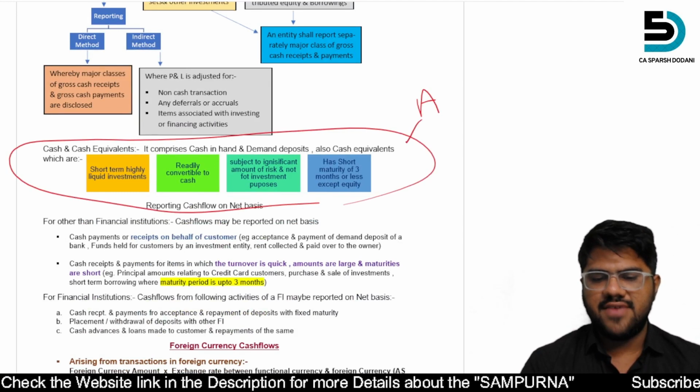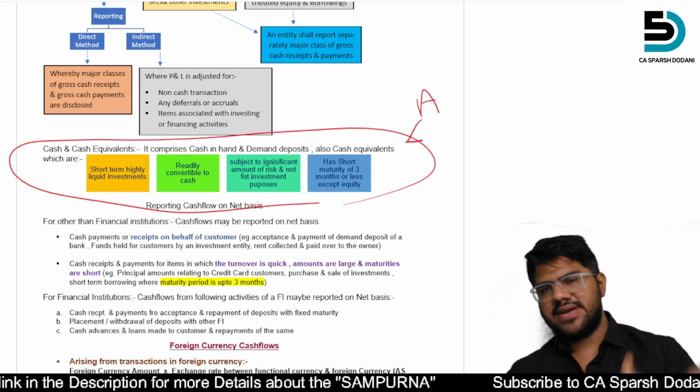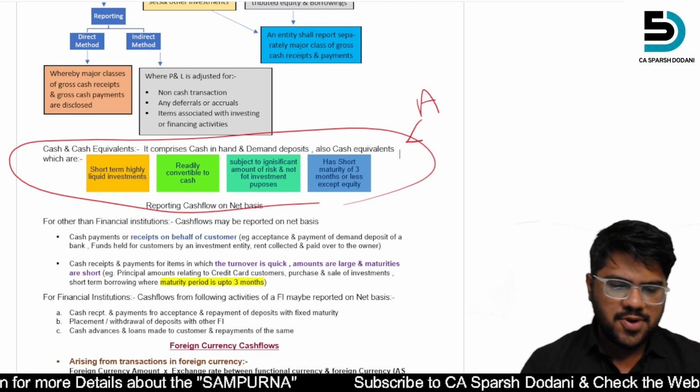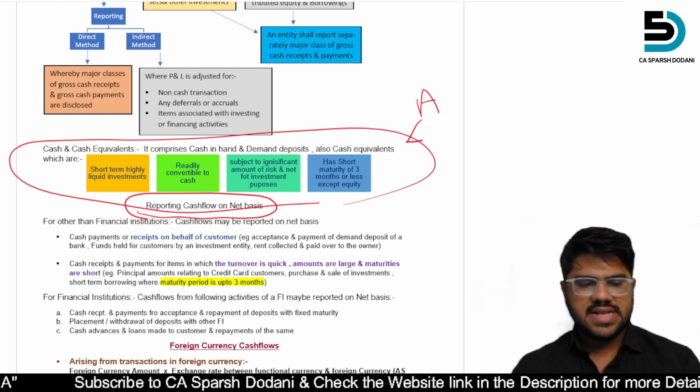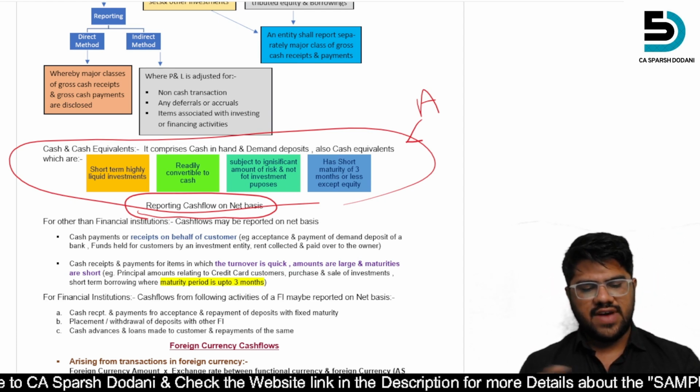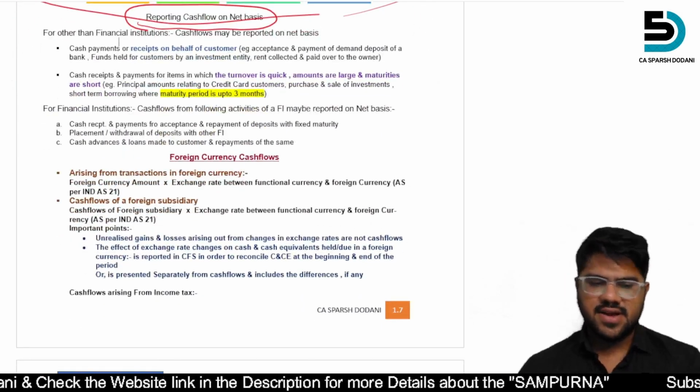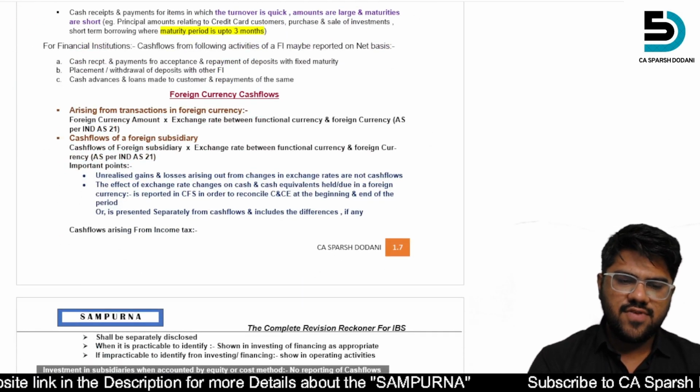इस पे क्वेश्चन फ्रेम हो सकता है, feel that कि यहाँ से कुछ हो सकता है, बट नहीं भी आया तो there is no issue on that. Then reporting on net basis, what is reporting cash flow on net basis, और कौन कौन कर सकते हैं other than FIs and for FIs. ठीक है, उसके बाद foreign currency cash flows is given arising from foreign transactions.